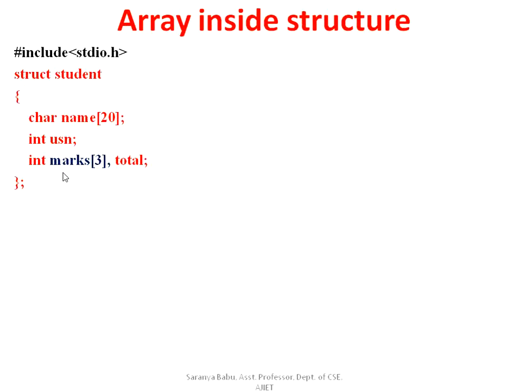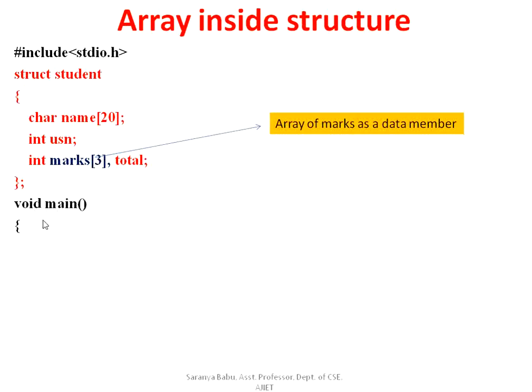So always when you are defining the structure, define the members inside the structure. I have defined the members inside the structure, and see, this is the array of marks as a data member. Clear? 3 marks I need to know. Inside the main function, what is the first step? Declaring the structure variable. How will you declare it? struct student, then the variable name. I have given struct student and the variable name as s.